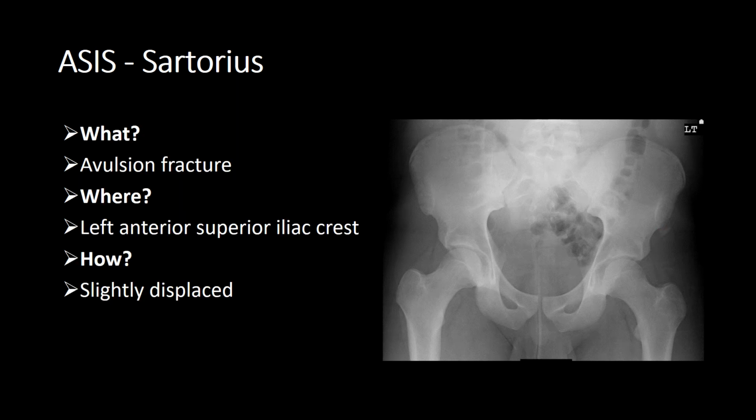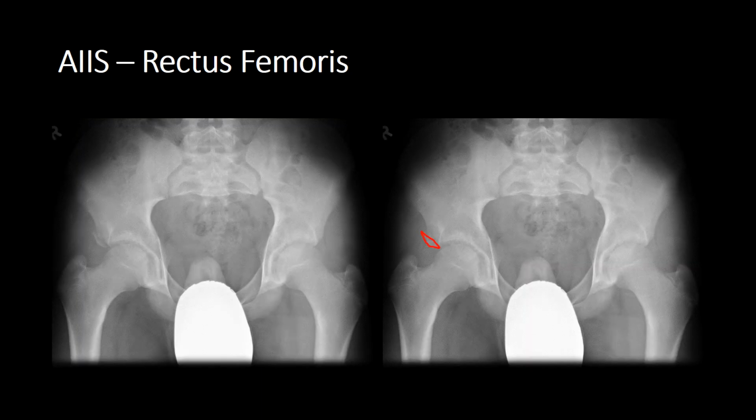So what is it? It's an avulsion fracture. Where? It's the left anterior superior iliac crest. How? Slightly displaced. And here we have an avulsion of the anterior inferior iliac spine at the insertion of the rectus femoris.